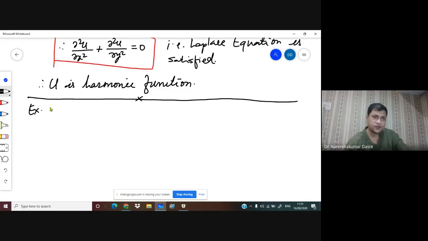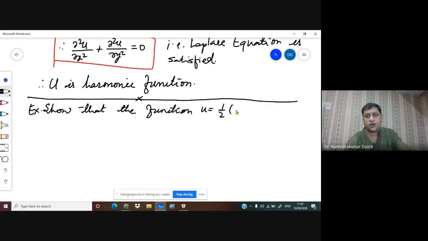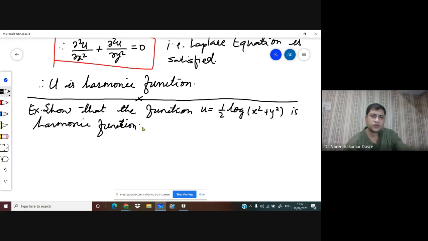Okay, so let's have, show that the function u is equal to half of log of x square plus y square is a harmonic function. Okay, so that's what we got. Let's go with the solution.